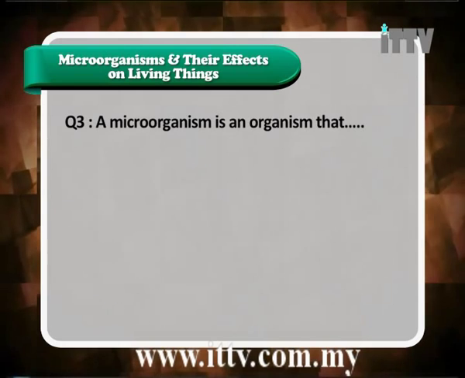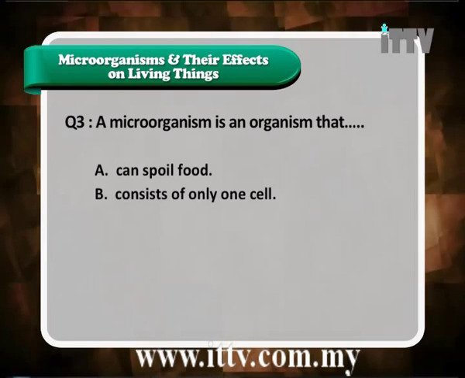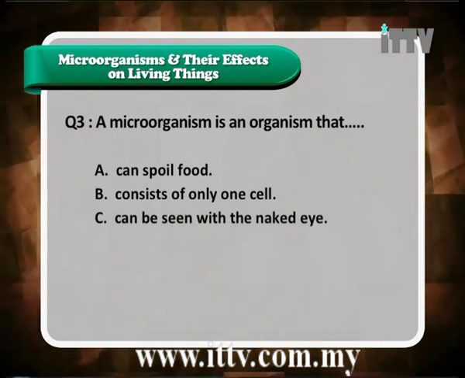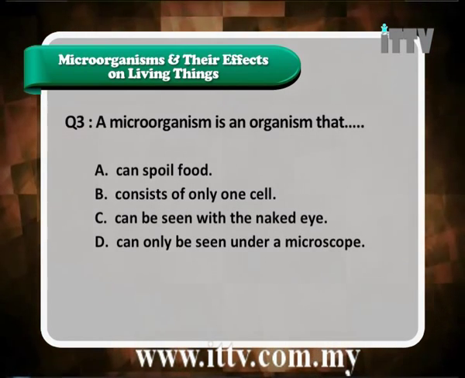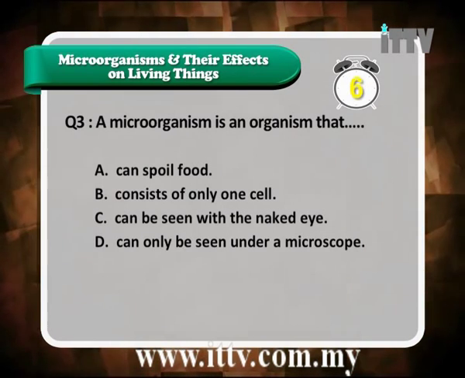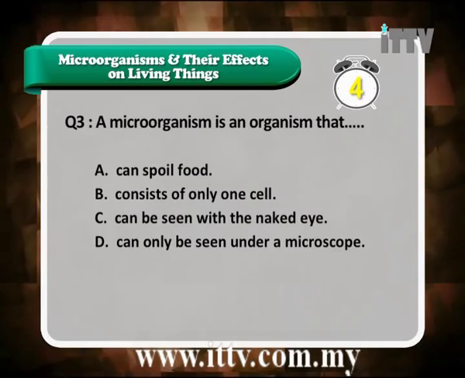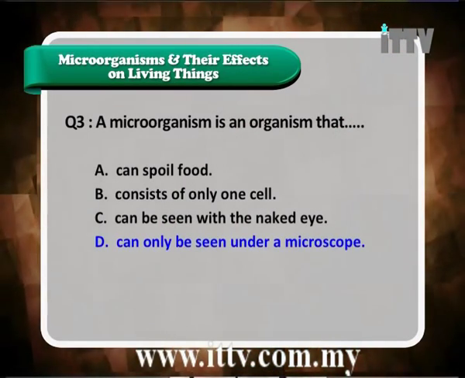Question 3. A microorganism is an organism that A. Can spoil food, B. Consists of only one cell, C. Can be seen with the naked eye, D. Can only be seen under a microscope. So in here the answer is very obvious, because A, B and C don't actually show the characteristic of a microorganism. So therefore the answer here is actually D.